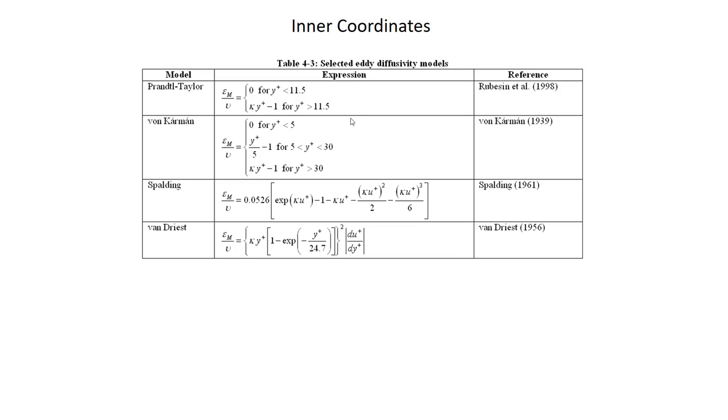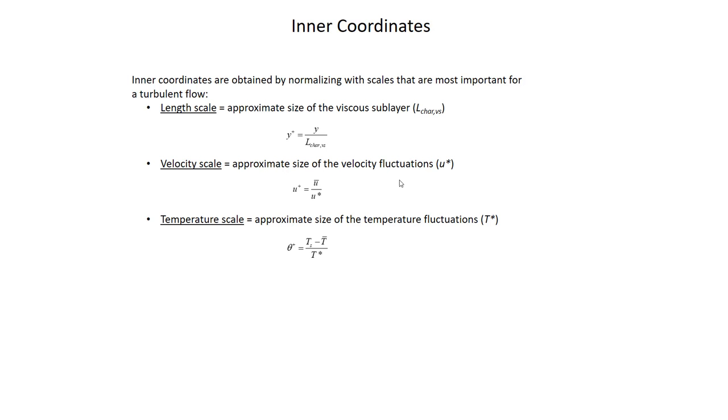So today we're going to talk about what these inner coordinates are, and how they're defined and why they're defined that way, right? So rather than just give you the equations and say this is y plus, this is u plus, we're actually going to look at why y plus and u plus are defined the way that they're defined. So inner coordinates are defined based on the length scales and the velocity scales and the temperature scales that are important for a turbulent flow, right?